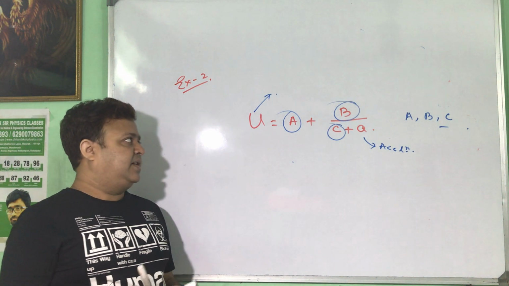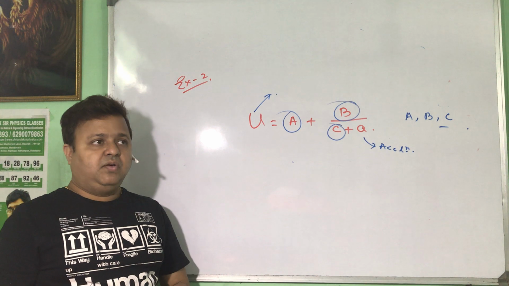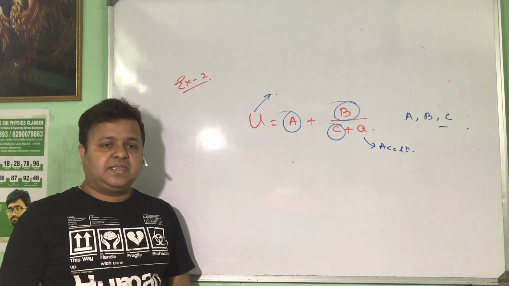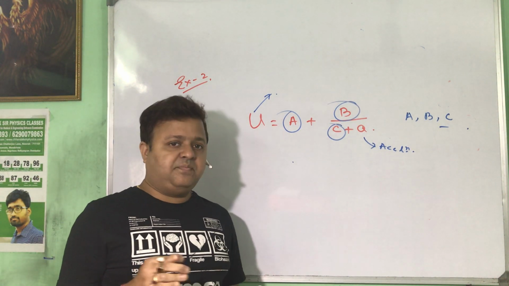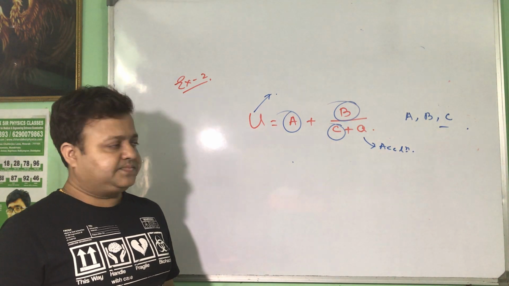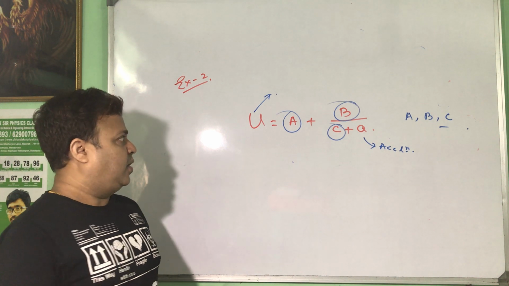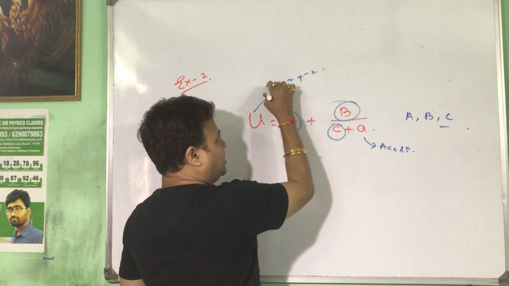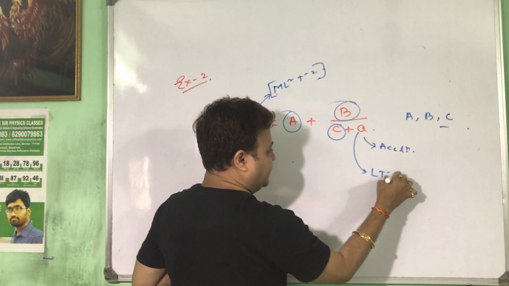আরেকবার রিপিট করছি। U equal to A plus B divided by C plus a, where U is the energy, small a is the acceleration. We have to find the dimension of capital A, comma B, comma C. Okay. What is the dimension of energy? ML square T minus 2. What is the dimension of acceleration? LT minus 2.